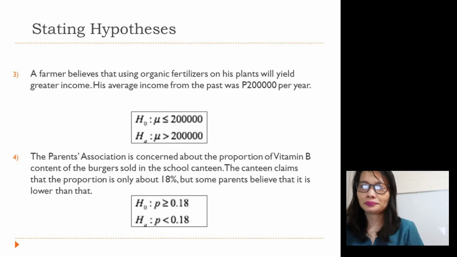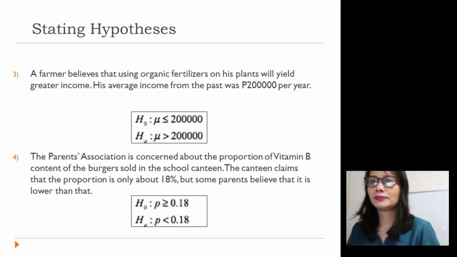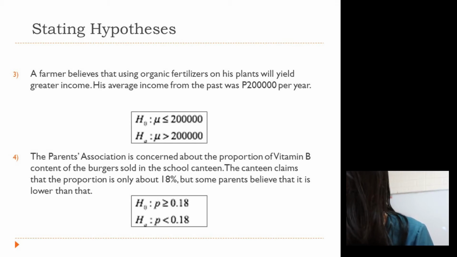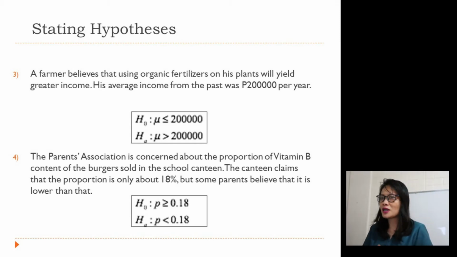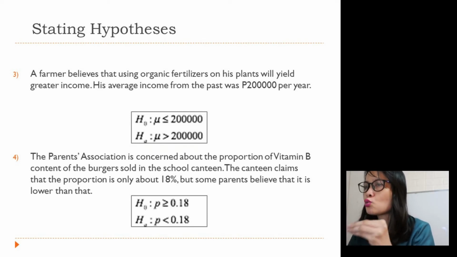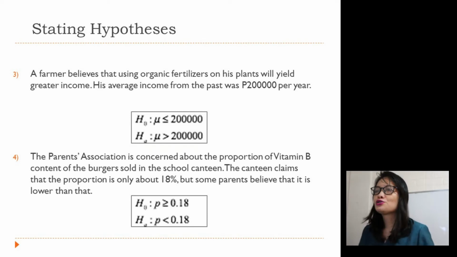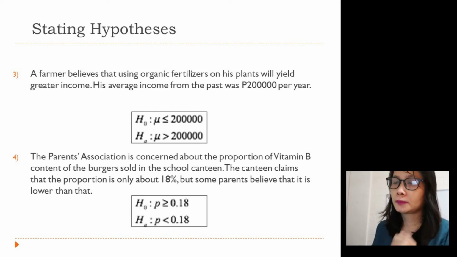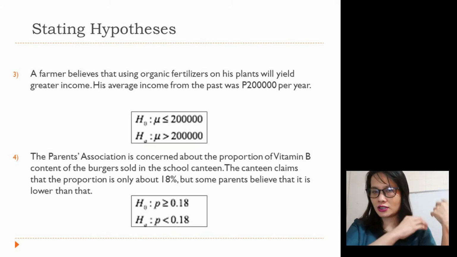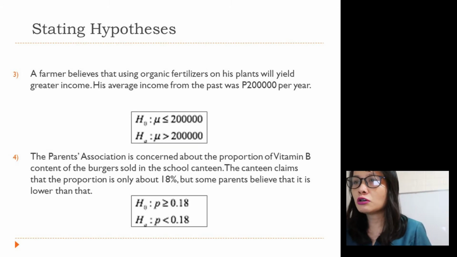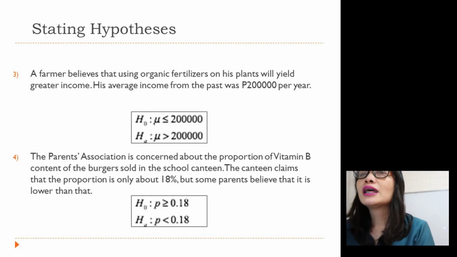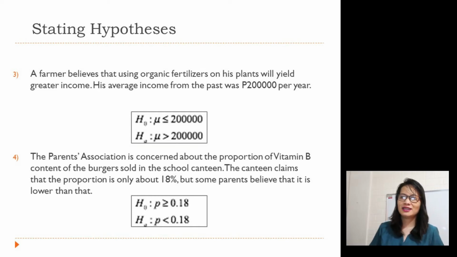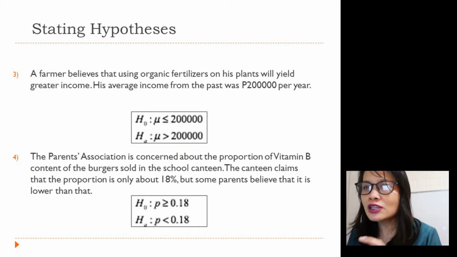So what is your H0? What is given? Mu is 200,000. Yes. Mu equals 200,000. Try to examine what it says: his average income from the past was 200,000 per year. So your H0 will be less than or equal to 200,000. Why is it? Try to examine. Why do we use less than or equal?